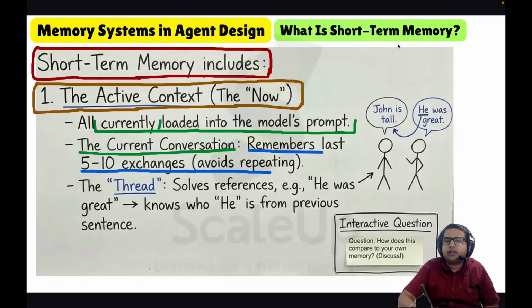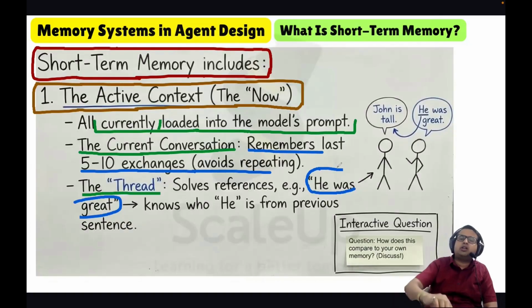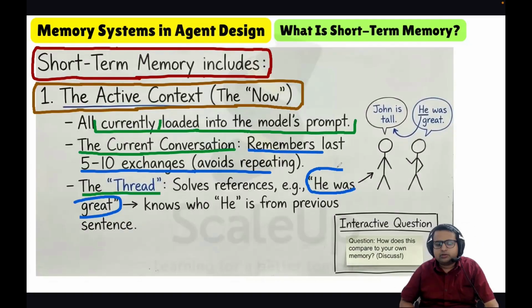Now, active context also makes use of the thread. If you say "he was great," the agent uses the short-term memory to know who "he" refers to. Because a statement like "he was great" is very ambiguous, the large language model might hallucinate. So it will look at the short-term memory, at the sentence immediately preceding it, and from there identify who "he" is.